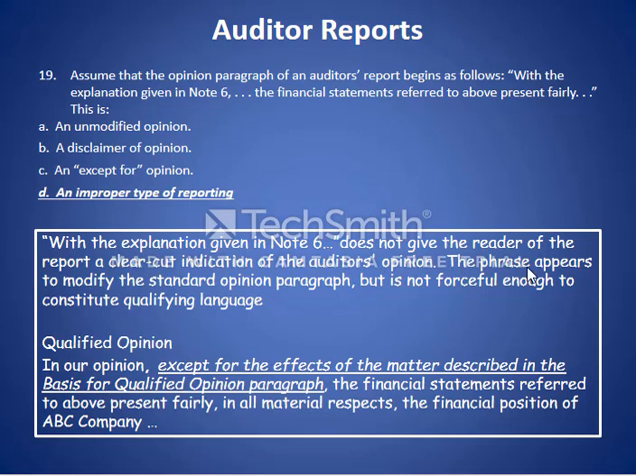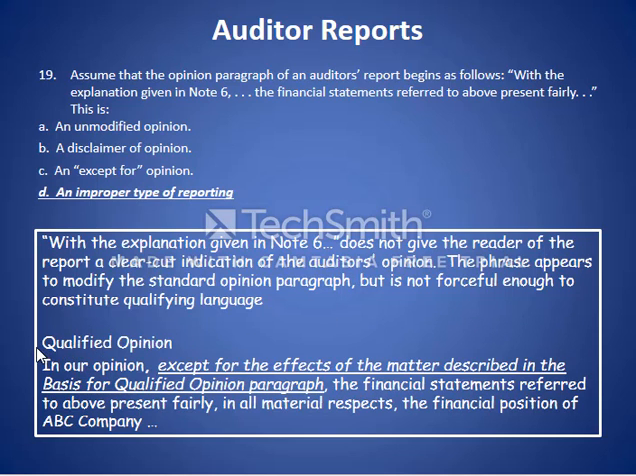So this phrase here appears to modify that standard opinion paragraph, but as I say here, it's not forceful enough to constitute qualifying language. It doesn't provide enough information for the qualifications, is what I'm saying.